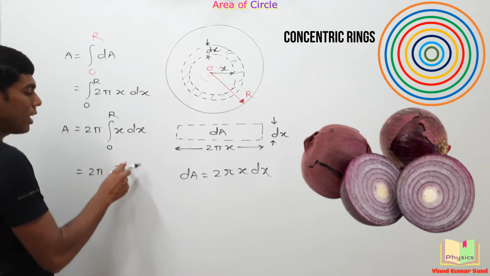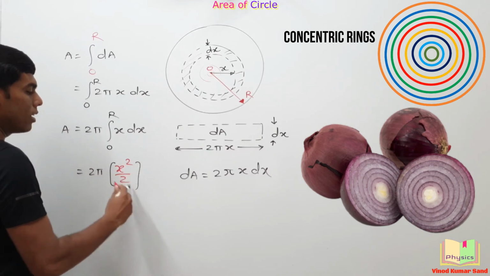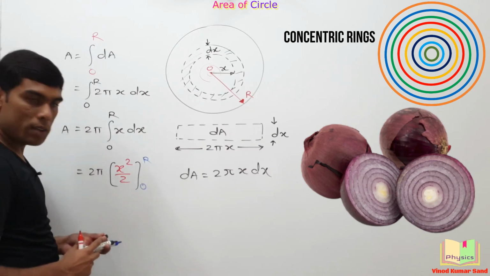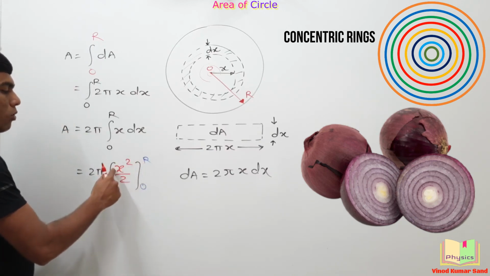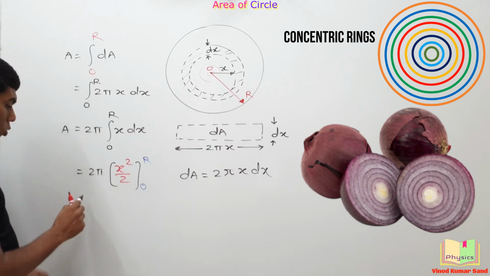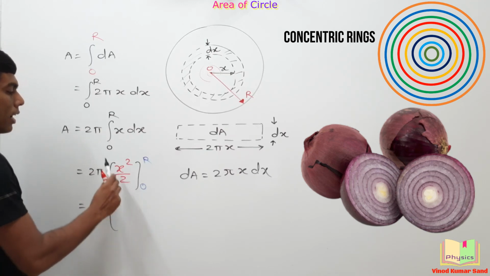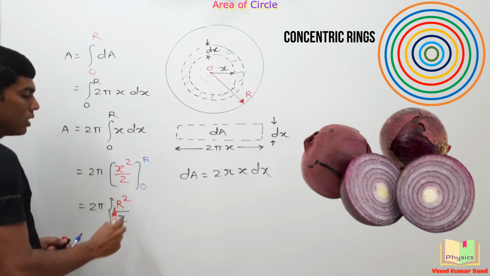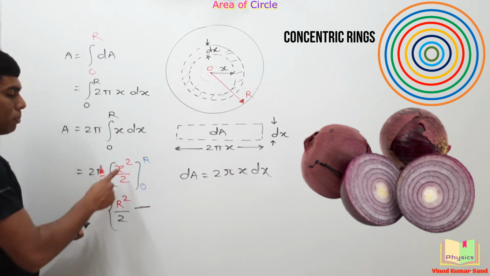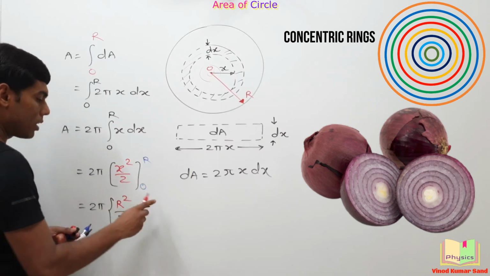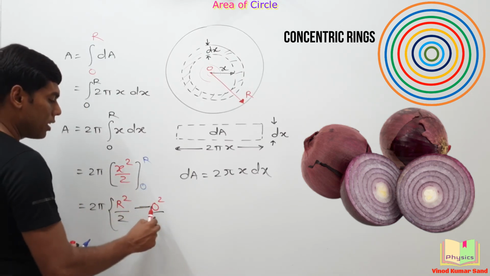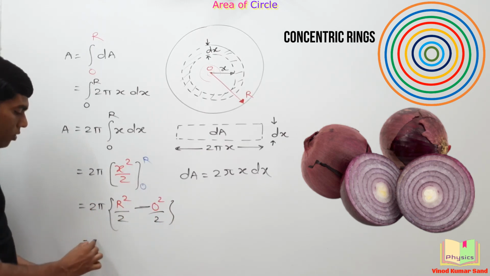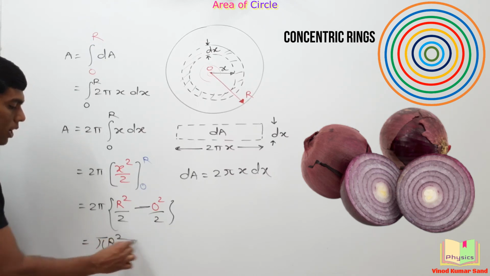It comes out to be x square by 2 and the limits are from 0 to capital R. Now at the place of x, first of all we'll be putting up the upper limit. So simplifying the things, 2 pi at the place of x, I am bringing that r. So here is r square by 2. Then there is a negative sign. At the place of x, now we'll bring the lower limit. So 0 square by 2. Now we can simplify it. 2 and 2 is getting cancelled out and the final answer is pi r square.